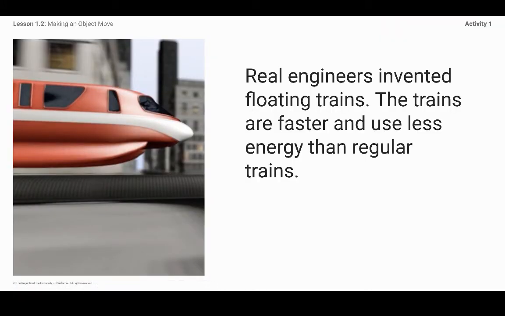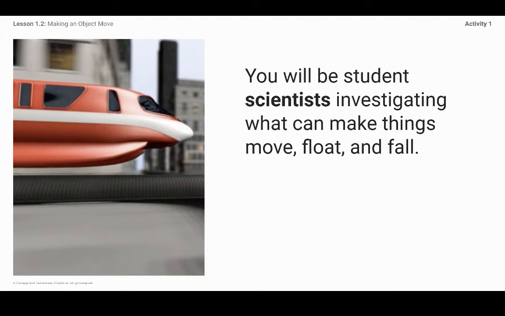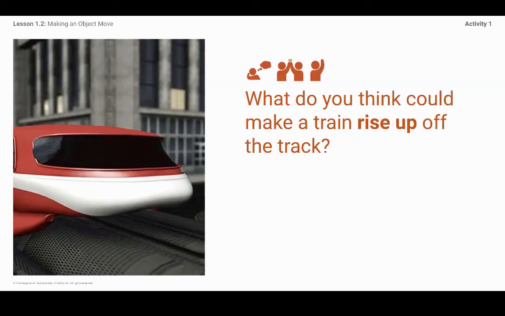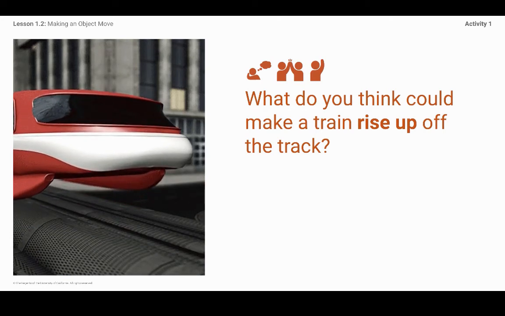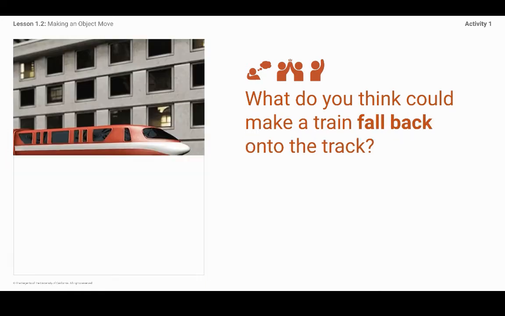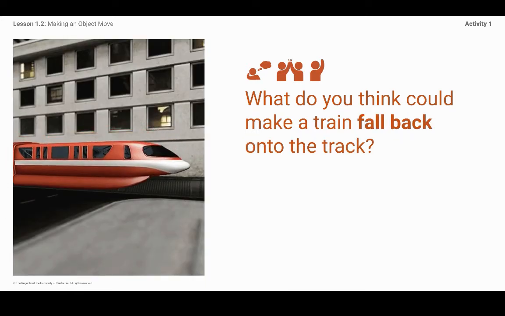Real engineers invented floating trains. They're faster, use less energy, and you're going to be scientists of this kind investigating what can make things move, float, fall. And so we're going to introduce that think, pair, share routine in this classroom slide. What makes the train rise up off the track? You can see the visual there. What makes it float? What makes it come back down? So they're going to have these discussions.